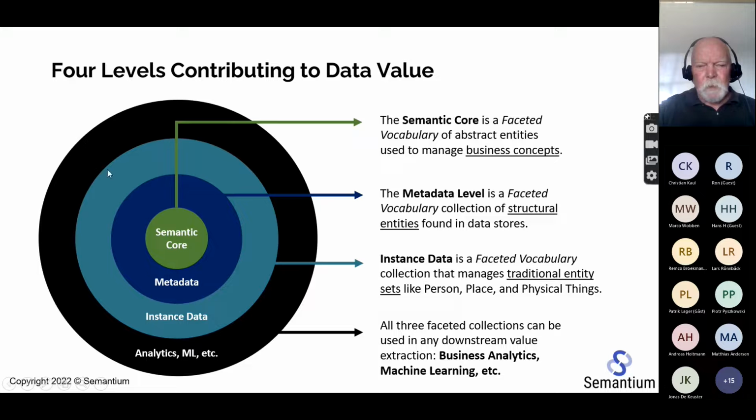So every time you see a term or a metadata value or an instance value in an analytic setting, you can get back to its definition, its semantic core, simply by navigating in the graph.